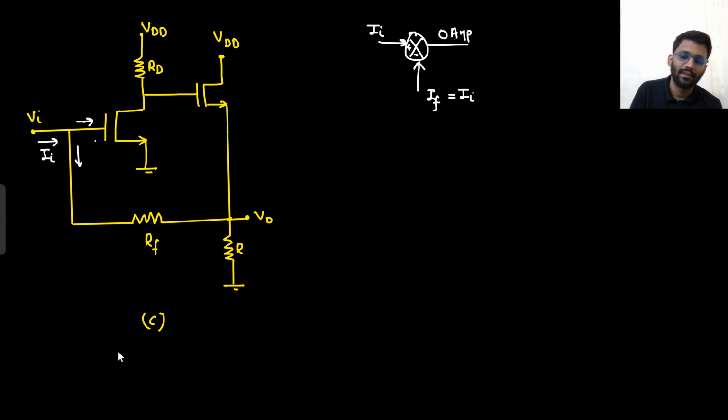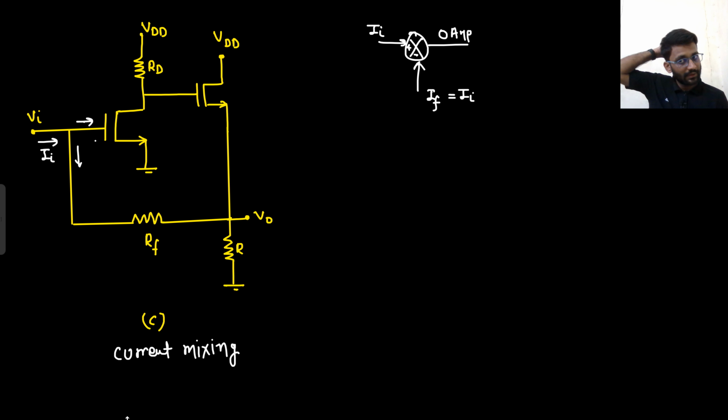There is current mixing. So you can write: current mixing. And what about the sampling?